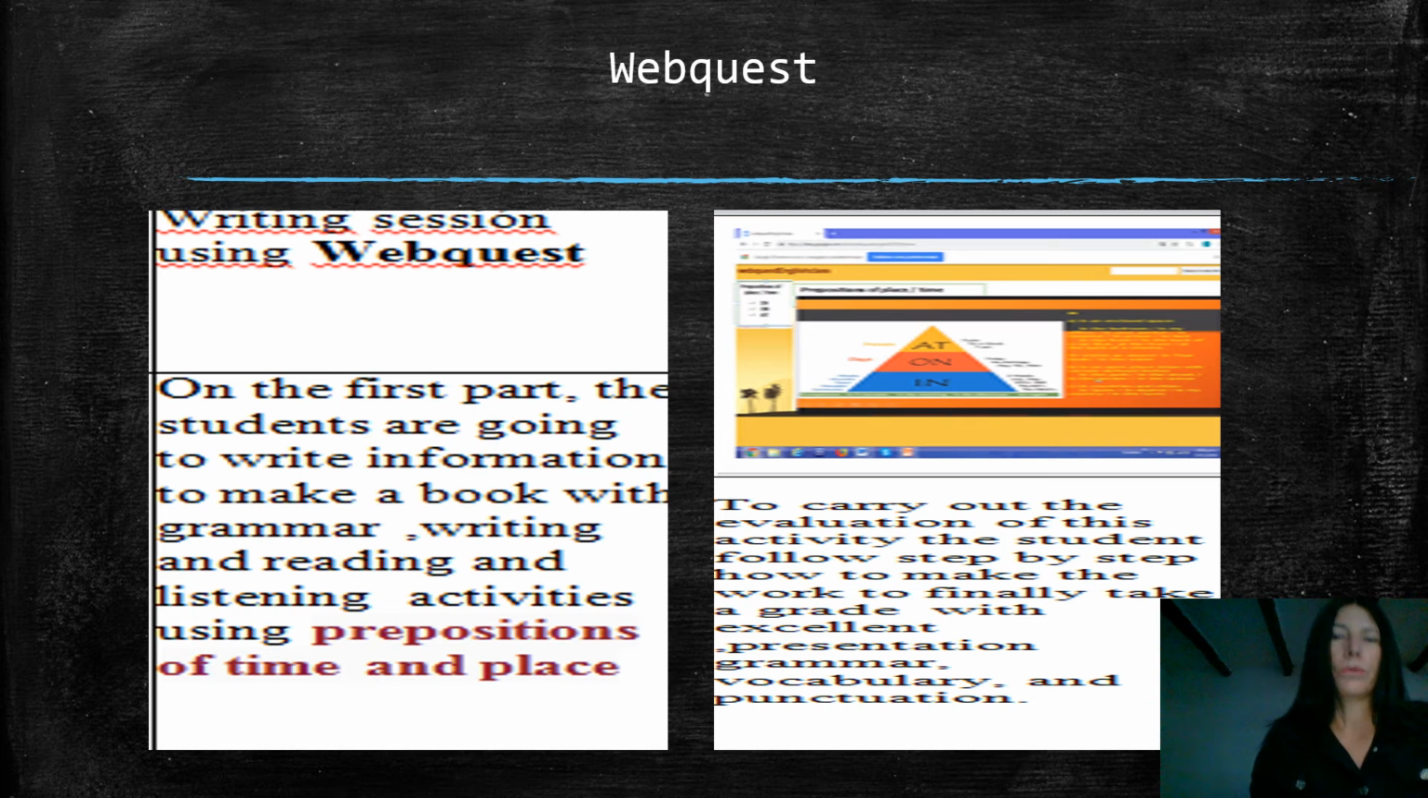As a writing session using web tools, using WebQuest. In the first part, the students are going to write information to make a book with grammar, writing, reading and listening activities using prepositions of time and place. And to carry out the evaluation of this activity using WebQuest, the students follow step by step how to make the work to finally get excellent presentations, grammar, vocabulary and pronunciation.